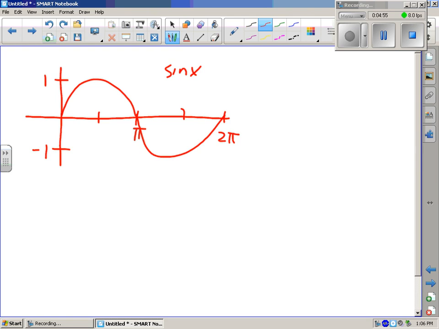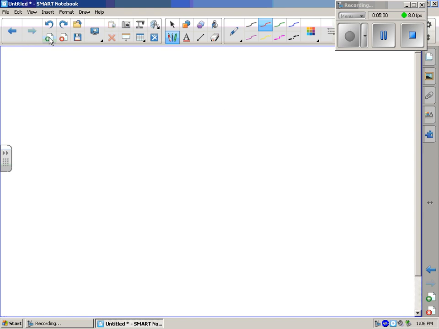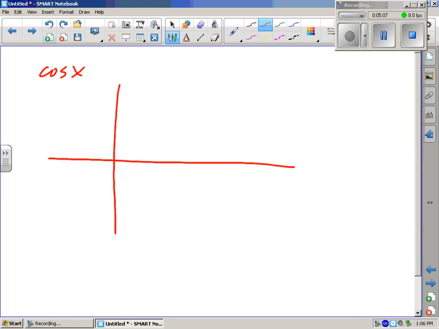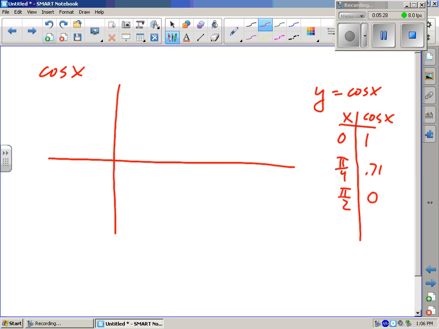Actually, let's do the cosine graph before we do that. So the cosine graph is going to be similar but different because it's going to start in different places. If I have y equals cosine x, and I do my little grid here, x, cosine x, if I choose 0, the cosine of 0 is 1, so we don't start at 0, 0 like we did the other one. Pi over 4 is still 0.71. Pi over 2 is 0, and so on.